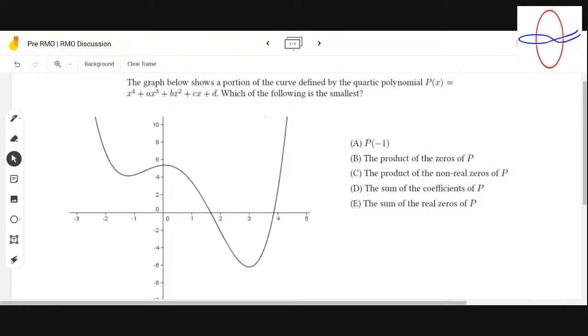Biquadratic is quadratic. You're right. Okay, so this is a degree-4 polynomial graph, and you have to find which are the four quantities of the list. For this, you need to know about Vieta's formula and stuff like this.